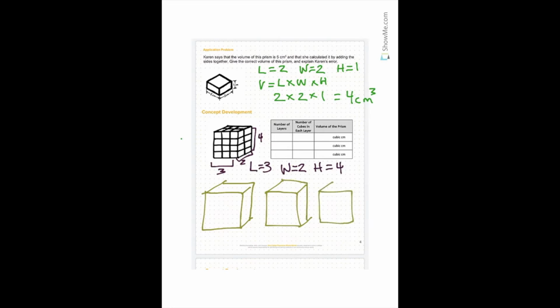And our third one, line, line, line, connect, connect. Okay, we want to decompose this prism into layers 3 different ways.